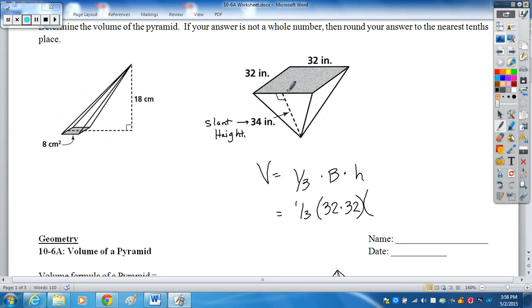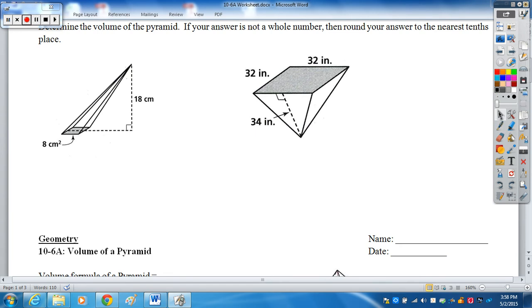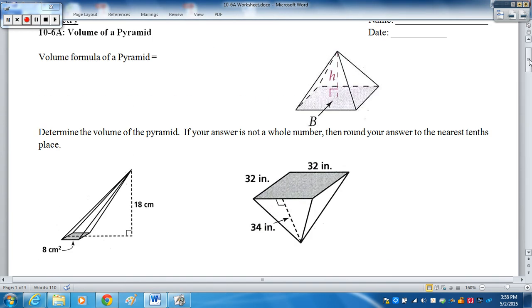Now, in order to figure out what the height's going to be, I'm going to draw a line like this. Okay? And see if we can figure out what this length is going to be. Now, it's very important that you can visualize this next part. So I'm going to do this for just a quick visual here.